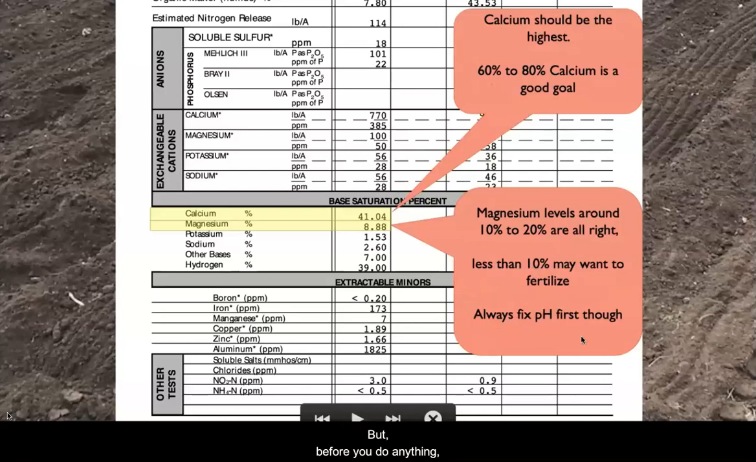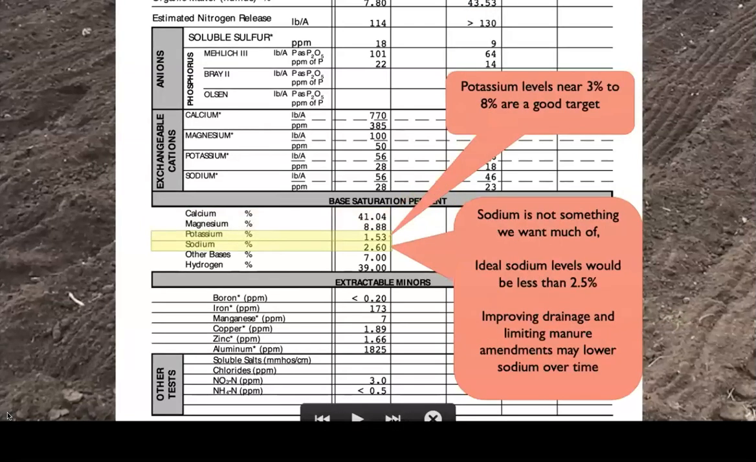But before we do anything, you can see here I listed always fix your pH first, because if we raise our pH and get rid of almost all of our hydrogen numbers here, all of these other numbers will increase proportionally. So if we get rid of that 39% hydrogen, all of the calcium, all of the magnesium, and all of the potassium will bump up in terms of numbers.